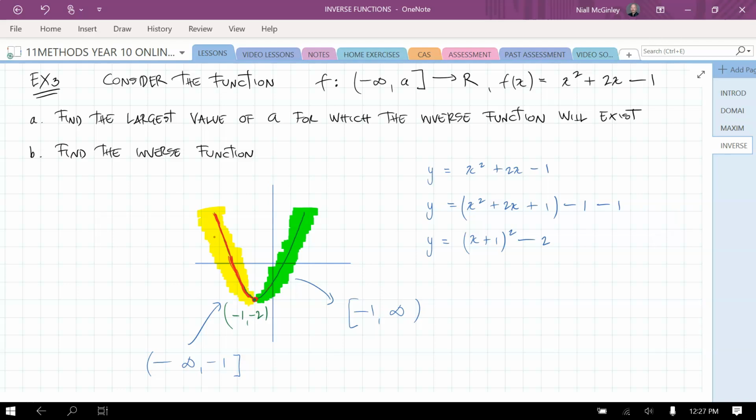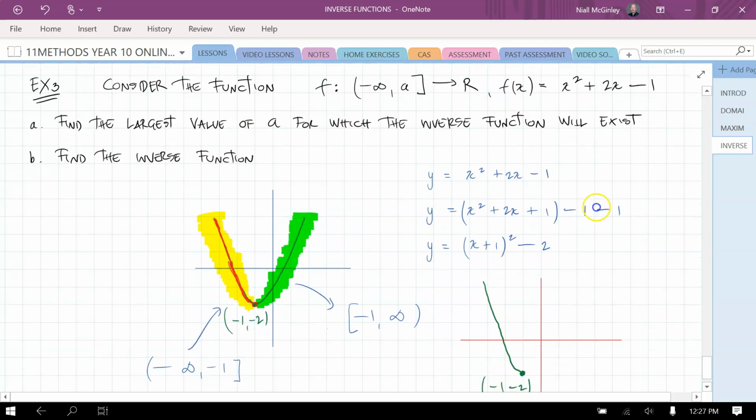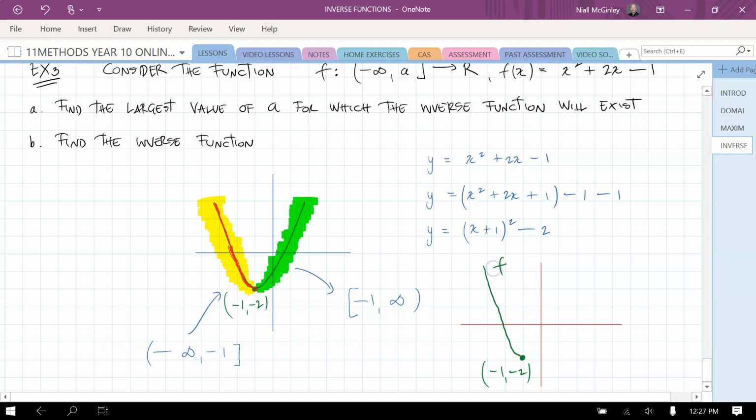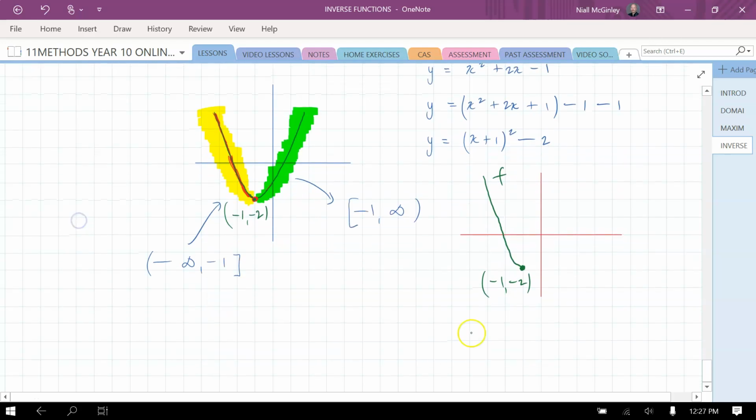So in this case, with this parabola, we're just drawing this part of the parabola. It's coming down here, and we're coming to here, -1, -2. So this, in fact, is what the function's going to be here. This is what f would be. So the answer to the first one would be a equals -1. That would be your largest value to create a one-to-one function here.